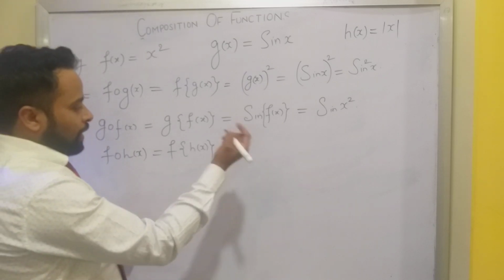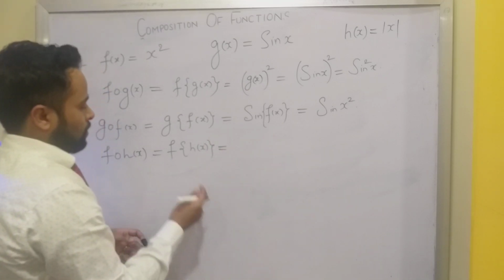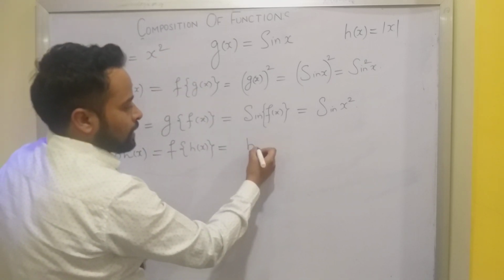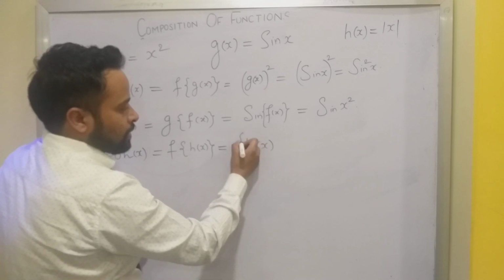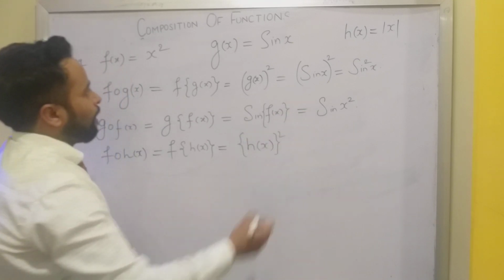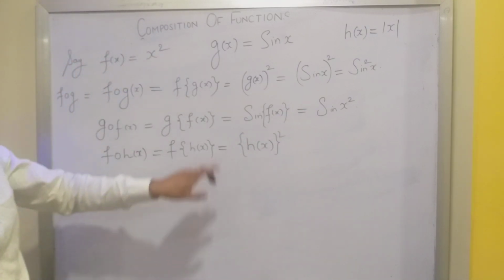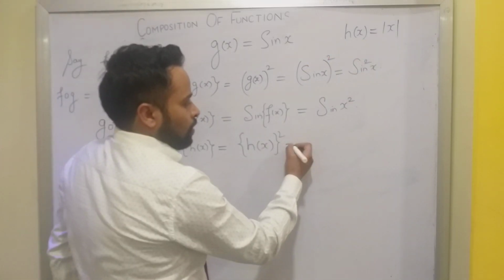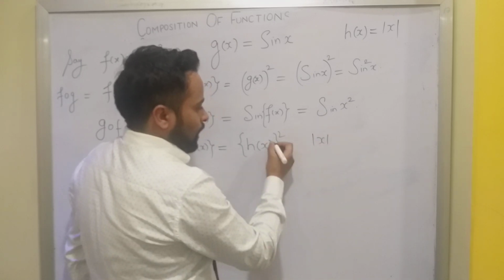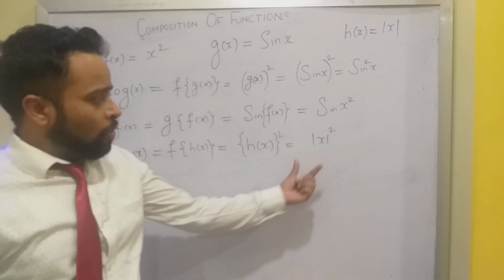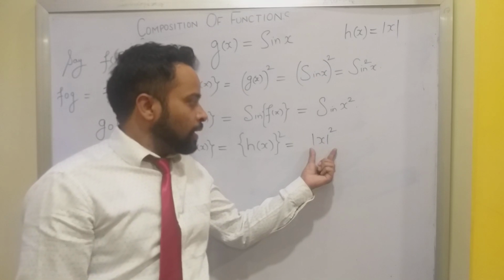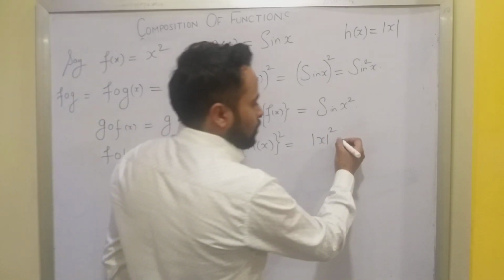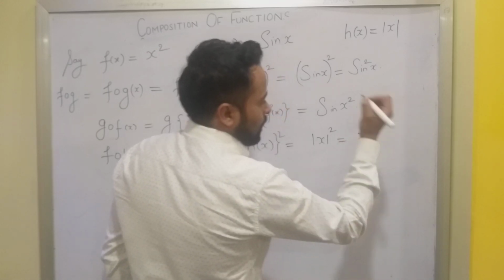So f of h of x: what is h of x? But first, what is f of x? f of x is x square. So in place of x we can write h of x, and it is whole square. What is h of x? h of x is mod x, and it is squared. We know, as I said in my previous class, that mod x is a positive function, and the square is also a positive function. So no need to write mod, it can be written as x square.